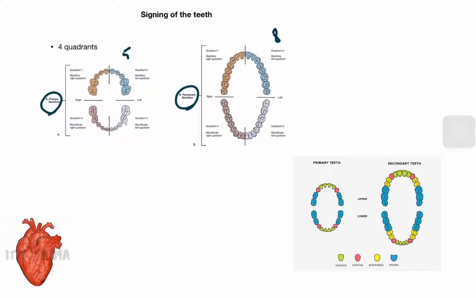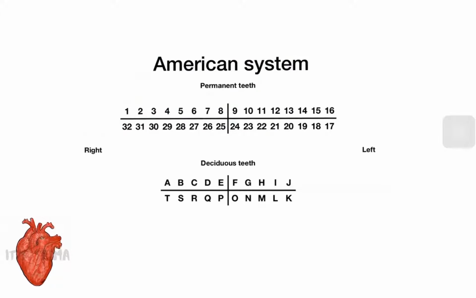And the names of the teeth are the incisors, the canines, the premolars and molars. As you see, in the primary teeth, we do not have the premolars and we only have 2 molars. We don't have the third one, which is the wisdom tooth. Now let's start with the American system.